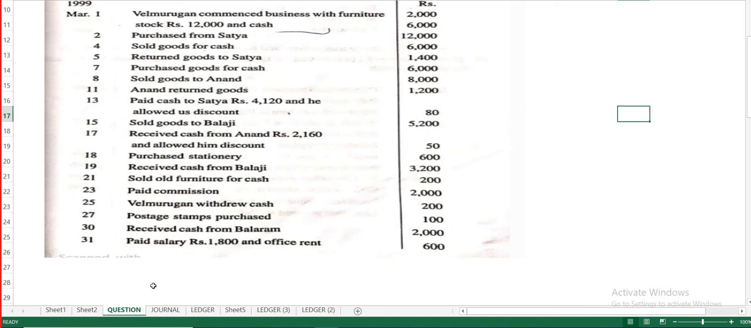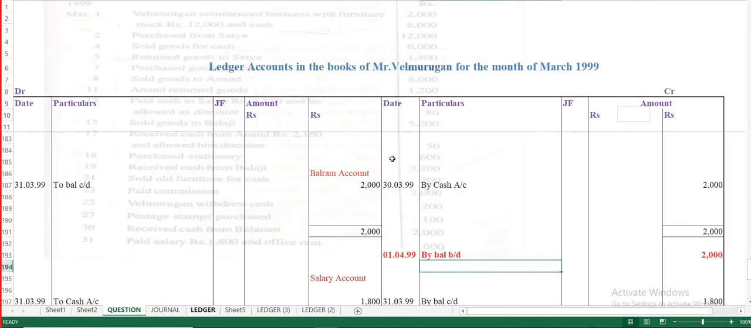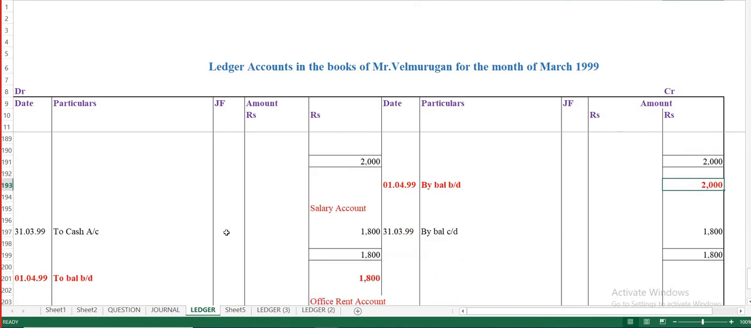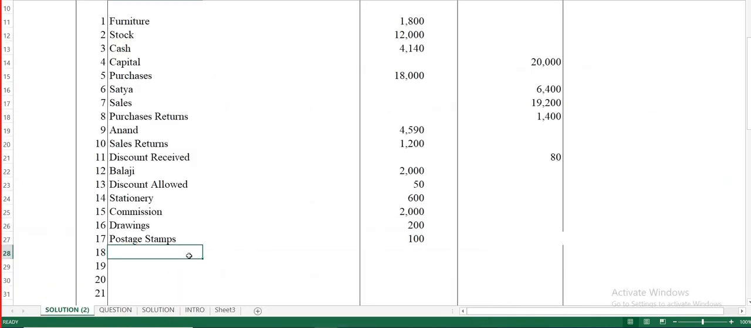So in Balram account, the entry is cash account debit to Balram account. So in Balram account, by cash we would have entered. So Balram account is having a credit balance of 2000.